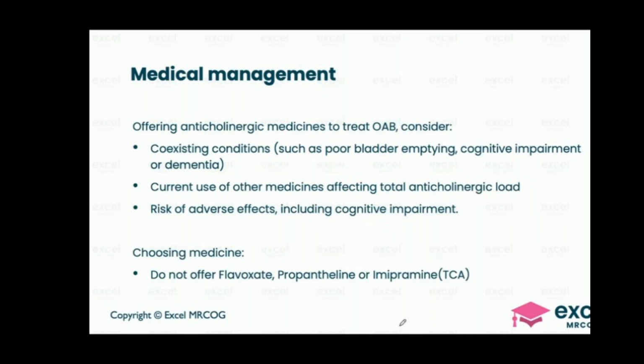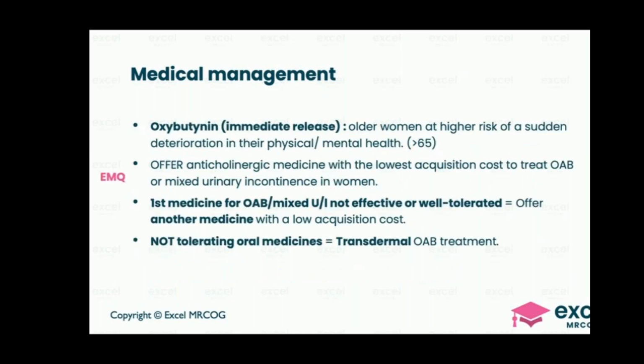Now, next. The NICE guideline specifically mentions that oxybutynin immediate release is not to be used in the elderly. Elderly is taken as more than 65, and again, if there is a risk of deterioration of mental health, you will not prefer oxybutynin immediate release. Immediate release has more side effects because it is immediately released into the system. Sustained release or extended release can be considered, but immediate release is specifically mentioned in the NICE guideline.